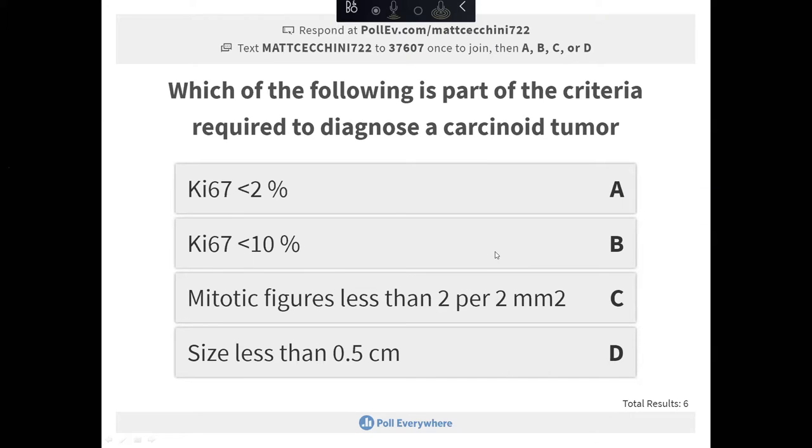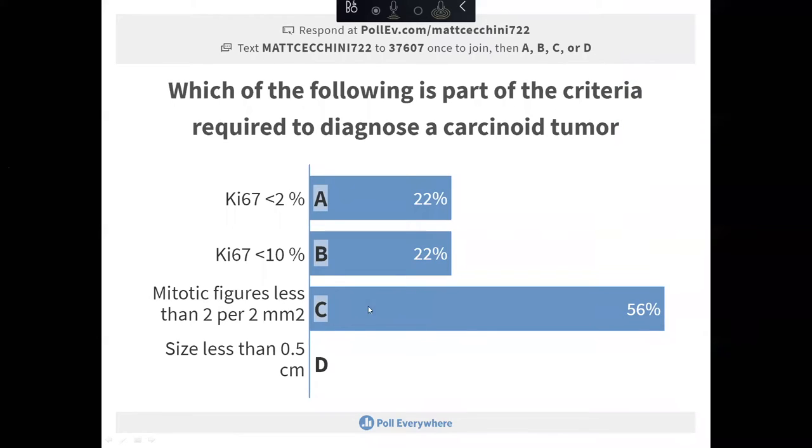So results are starting to come in. 7, 8. Oh, we're down 7. Okay, well, let's see what the results say. Perfect. Yeah, so you guys got it right.